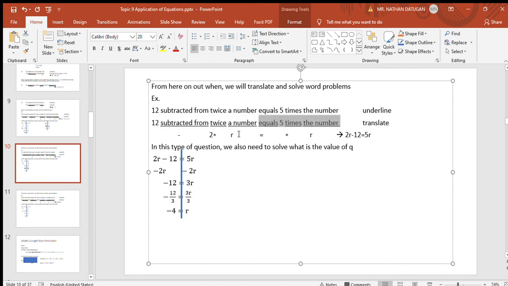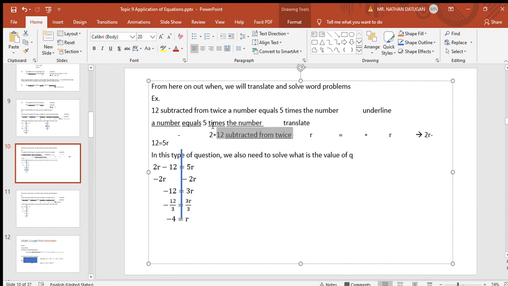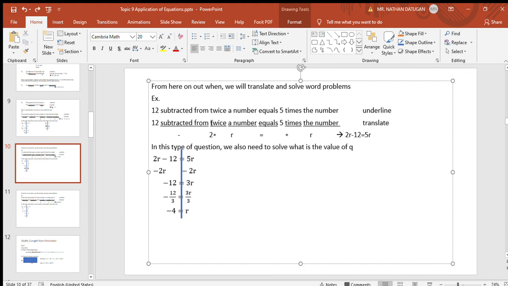Let's do left hand side first. 12 subtracted from twice a number. Translate that. I'll give you a few seconds, don't look at the answer yet. So are we going to do subtraction, or can we do 12 subtracted from twice? Nope. So we move on to the second part. Twice a number. Twice a number is 2 times a variable. In this case, I use the letter R, so it's going to be 2R.